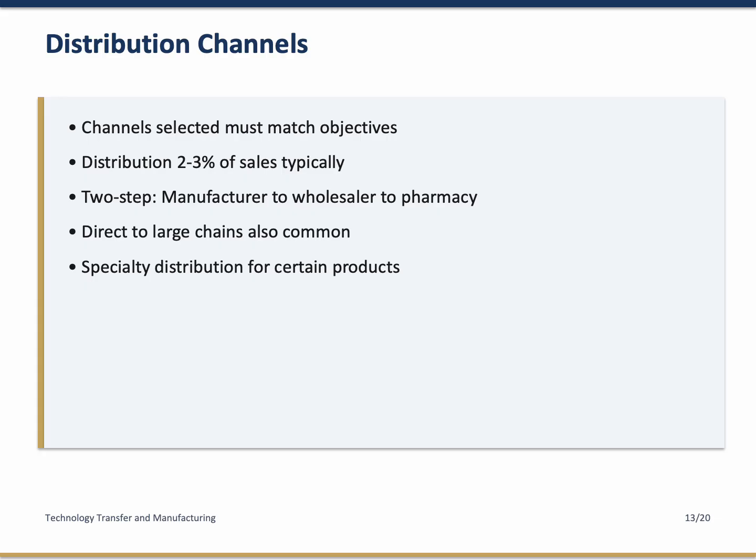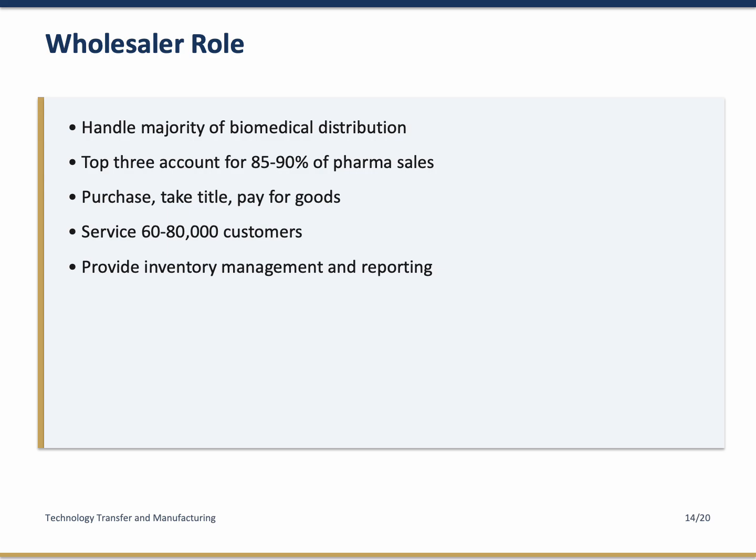The classic two-step approach uses manufacturer to wholesaler to pharmacy. However, manufacturers may use multiple channels, selling through wholesalers while also directly to chain drugstores and big box retailers. Specialty distribution serves products with special handling requirements. Wholesalers handle a huge portion of biomedical products distribution.